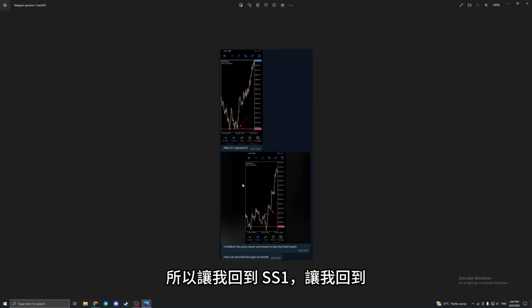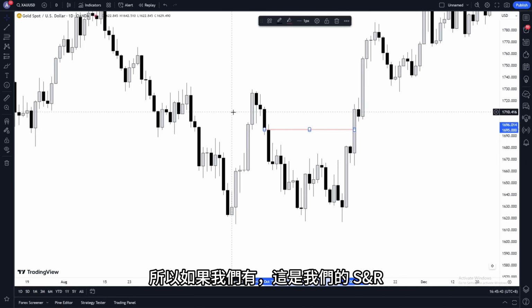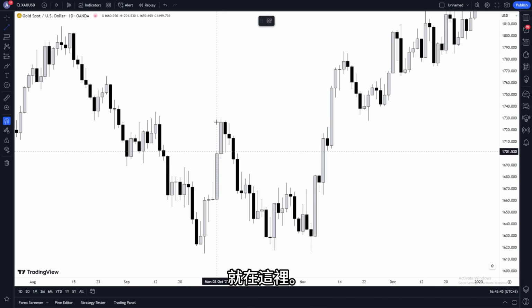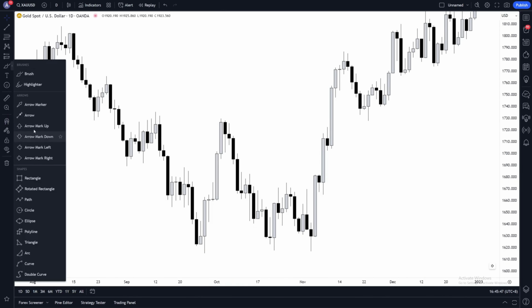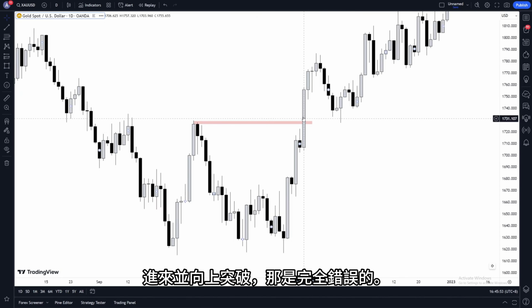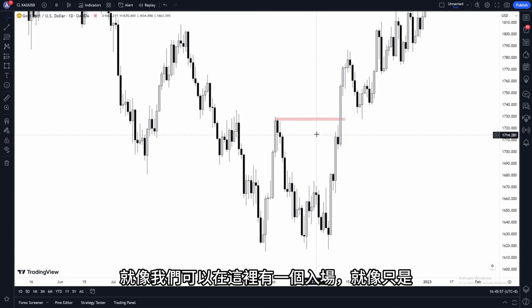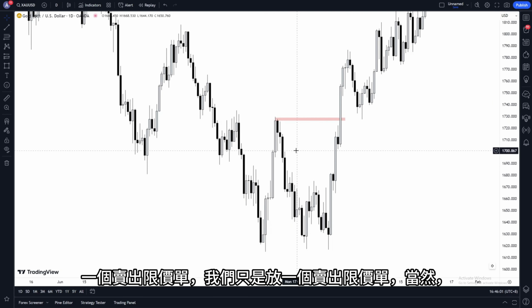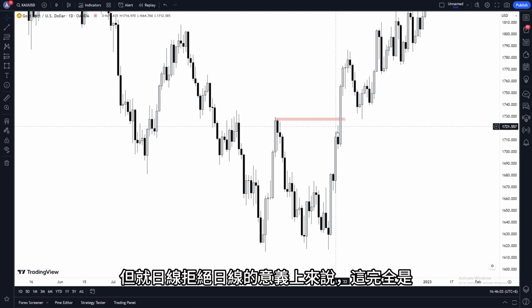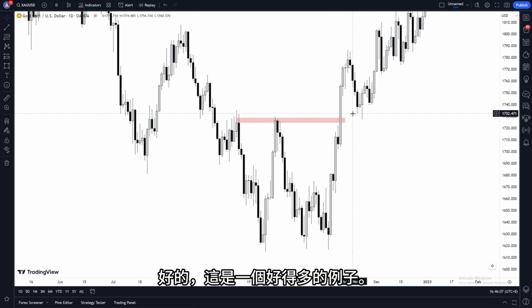So let me go back to SS1. If this is our SNR, and price comes in and breaks above, that is completely false. We can have an entry over here, just a sell limit, sure, but this is completely false in the sense of daily reject daily. Same thing like this. Okay, this is a much better example.